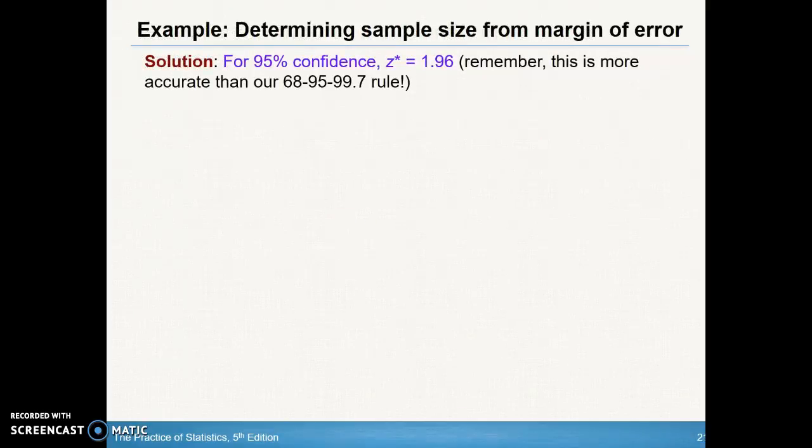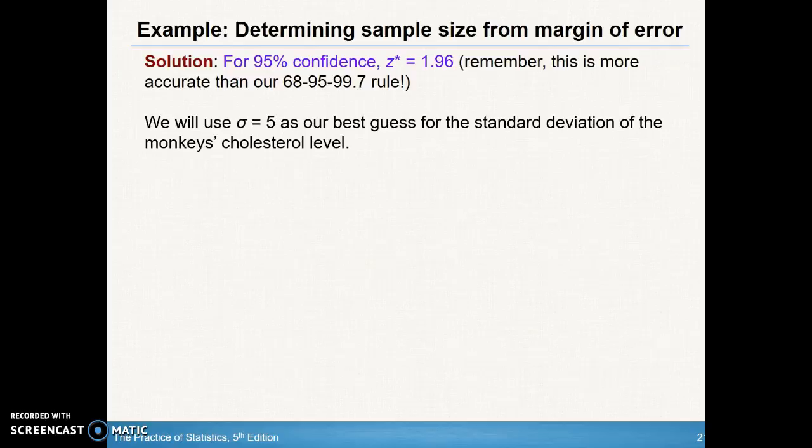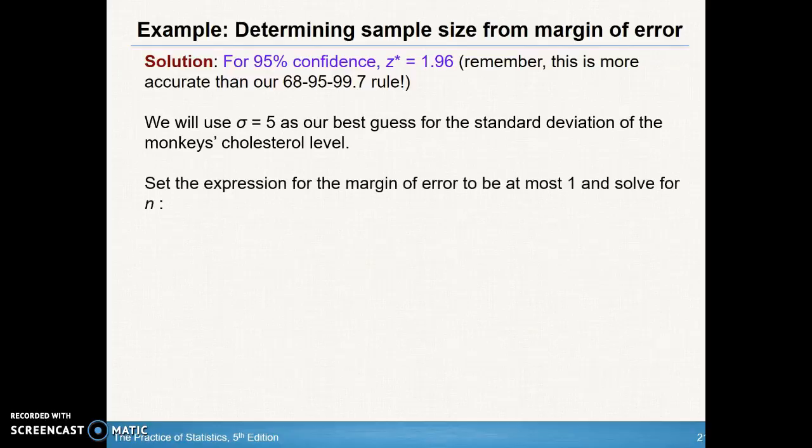Okay, so we take the 95% confidence level, and we remember this 68, 95, 99.7 empirical rule way back at the beginning of the course, but we've now been informed that that 95 is not really exactly 2 standard deviations, it's 1.96 standard deviations. So for a 95% confidence level, we use z-star is 1.96. Then we use that sigma is 5 as our best guess for the standard deviation, and we take our expression that we were given and we just fill in the numbers.